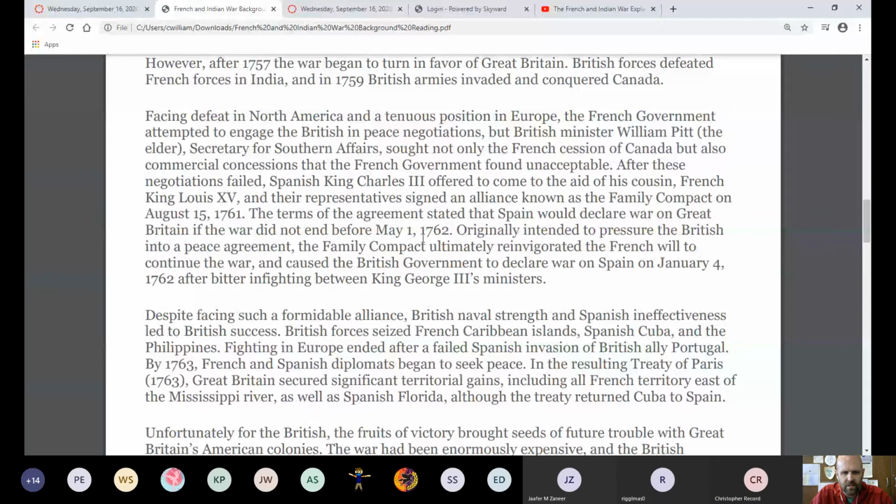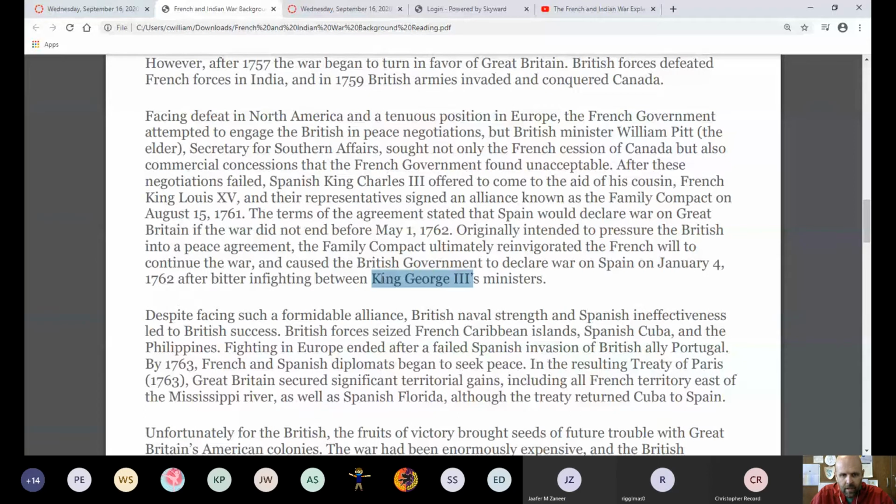before May 1st, 1762. Originally intended to pressure the British into a peace agreement, the Family Compact ultimately reinvigorated the French will to continue the war and caused the British government to declare war on Spain on January 4th, 1762, after bitter infighting between King George III's ministers.